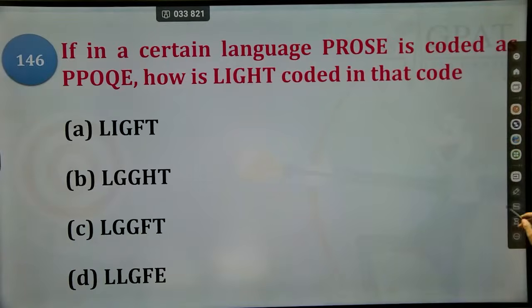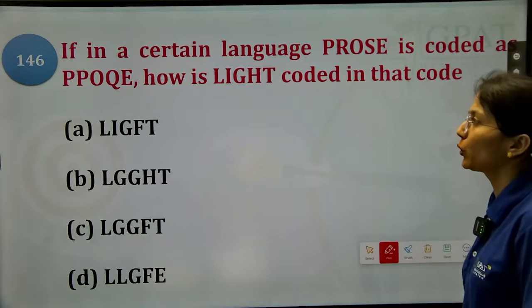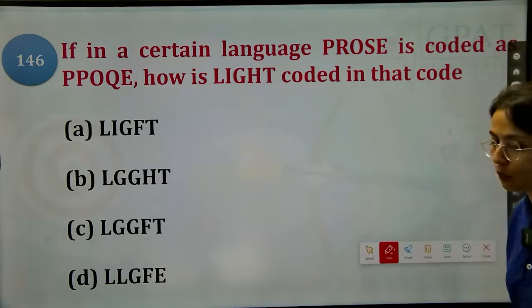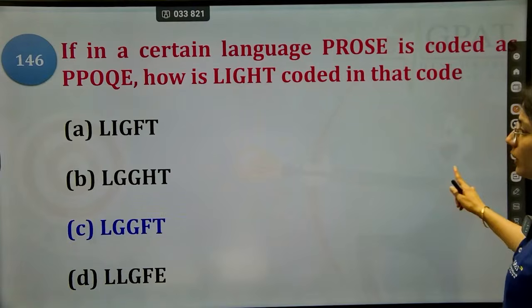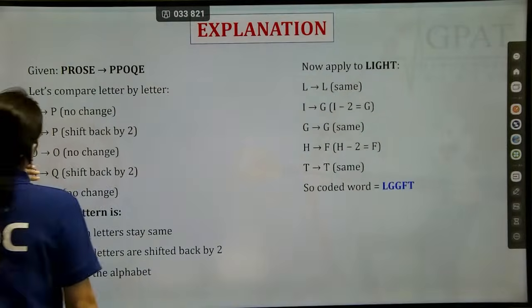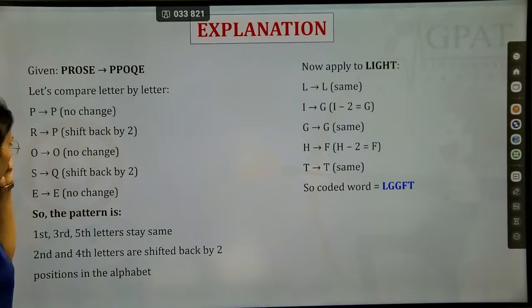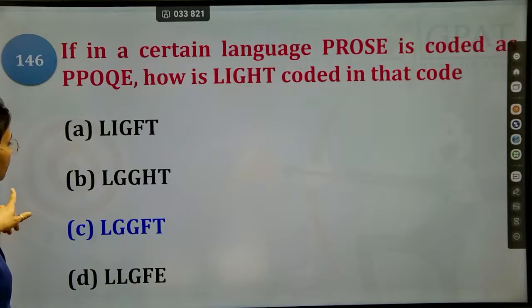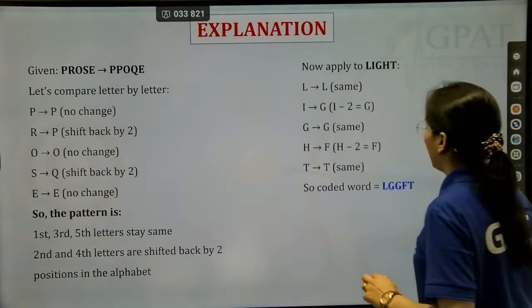Now if in a certain language propose is coded as PPOQE, how is light coded in that code? P, no change. P, we shift back by 2. Now O has no change. Similarly for Q, shift back by 2. Similarly we can do it like this, and we will get the answer.